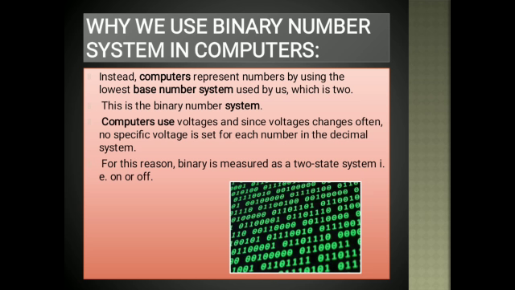Why do we use the binary number system in computers? Computers represent information in the form of binary digits 1 and 0, so they use the binary number system. Computers use voltage, but voltage can change, and no specific voltage is set for each number in the decimal system. For this reason binary is used, as a two-state system, meaning on and off. Usually off means 0 and on is written as 1.